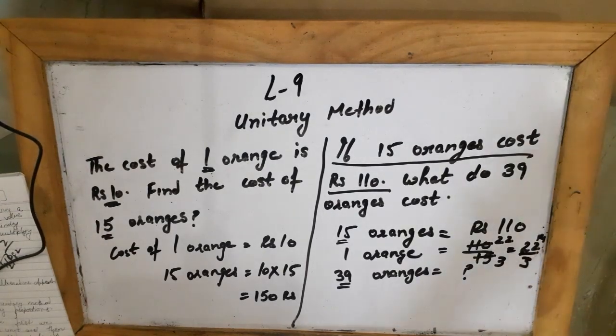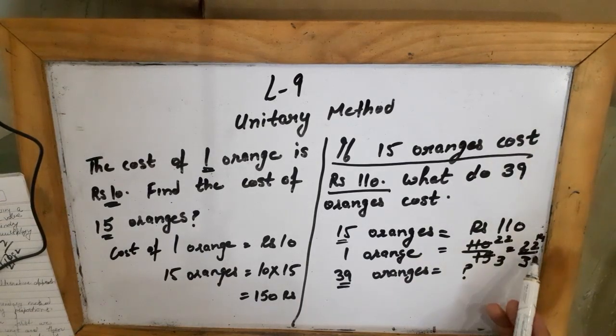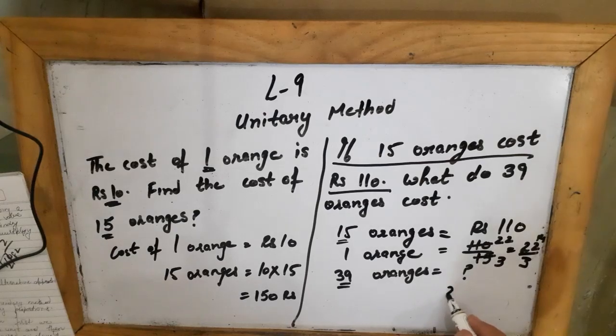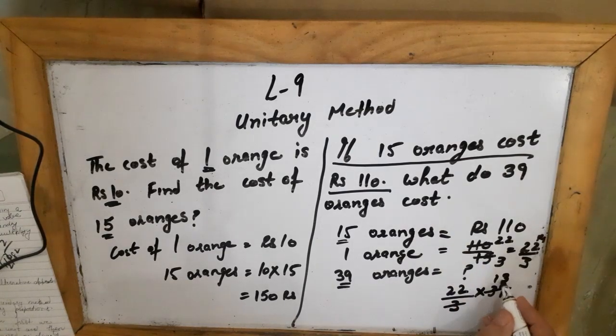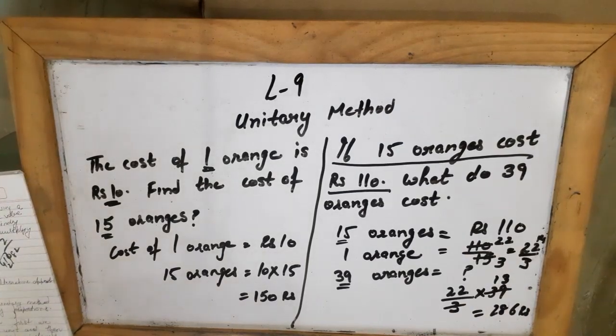Now I know the cost of one orange. So now I can find the cost of 39 oranges. How? The cost of one orange, which is 22 by 3 rupees, multiplied by 39, because I have to find the cost of 39 oranges. When you cancel them, 13 2s are 26, 26 7s are 182, 286 rupees is the cost of 39 oranges. So this method is called the unitary method.